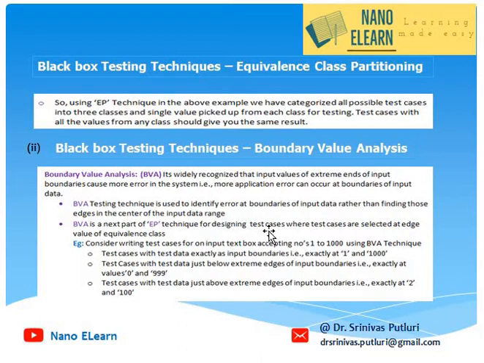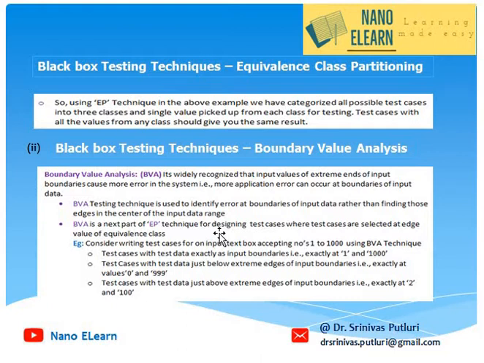And the second technique is boundary value analysis. In short, it is abbreviated as BVA. It's widely recognized that the input values at extreme ends of input boundaries used to cause more errors in the system. That is, more application errors can occur at boundaries of input data. This BVA testing technique is used to identify errors at boundaries of input data rather than finding those errors in the center of the input data range.